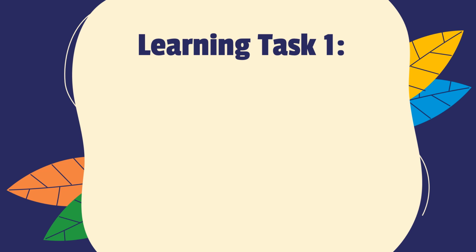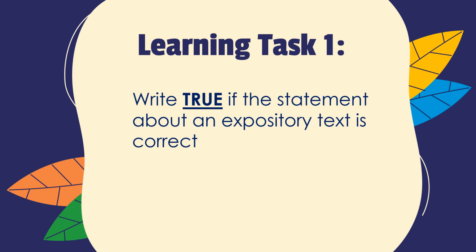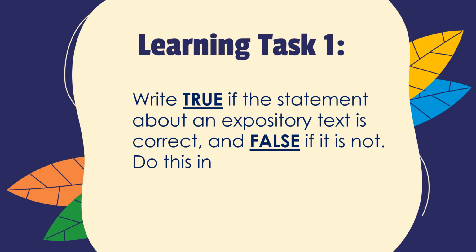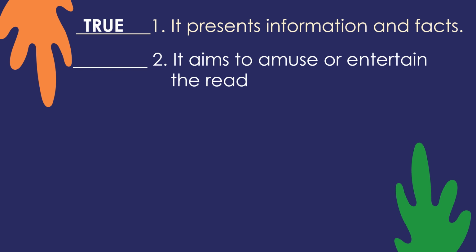For the learning task 1, write true if the statement about an expository text is correct and false if it is not. Do this in your notebook. For number 1, it presents information and facts. Is this true or false? Tama. True. Number 2, it aims to amuse or entertain the readers. Is this true or false?